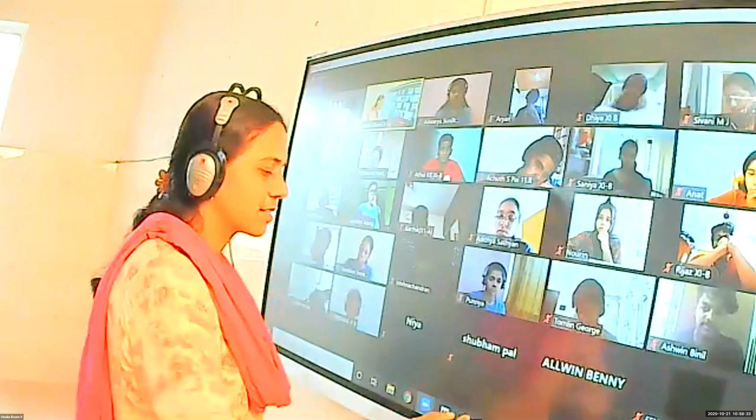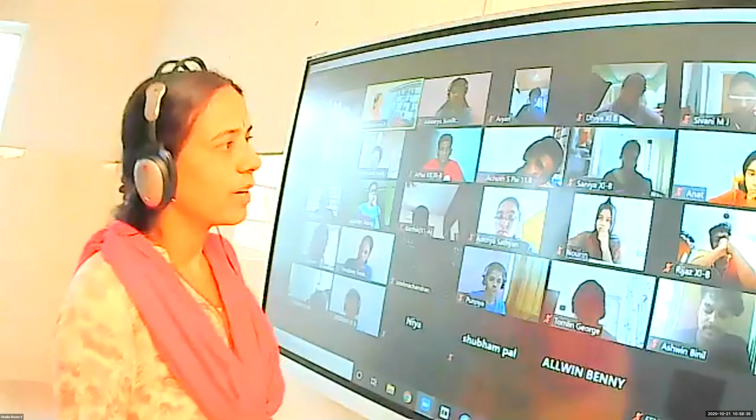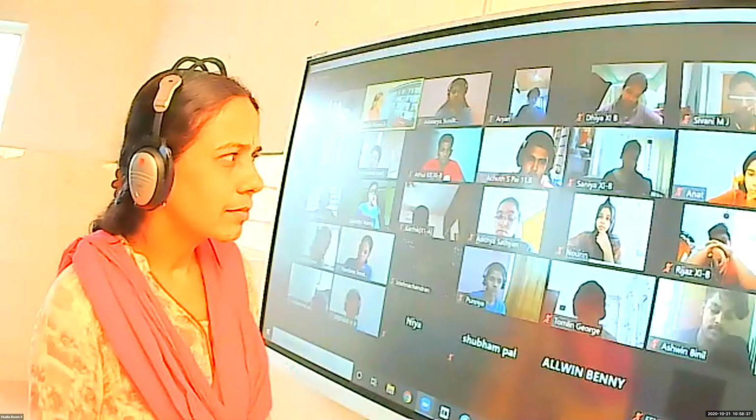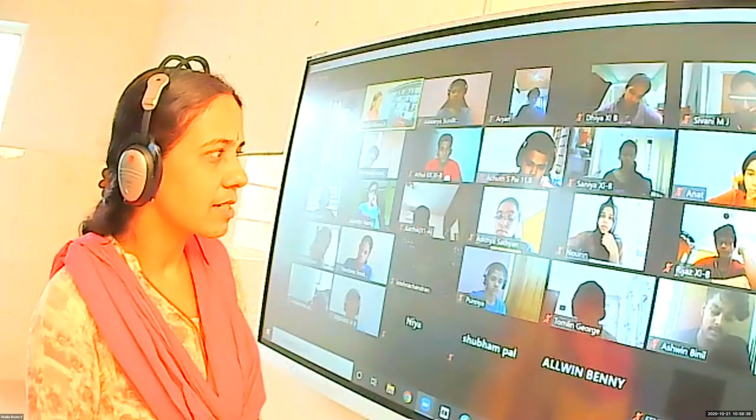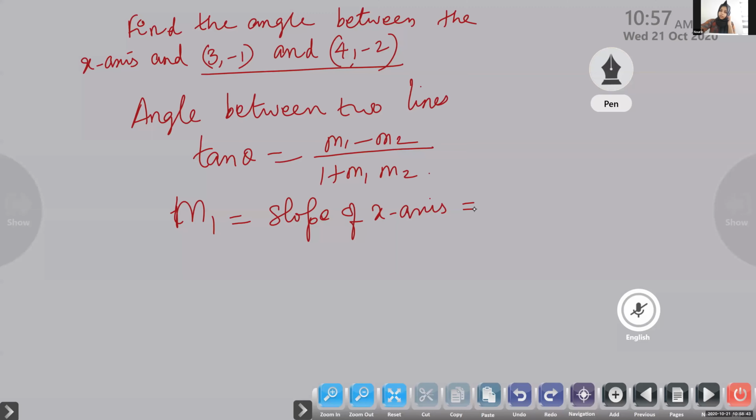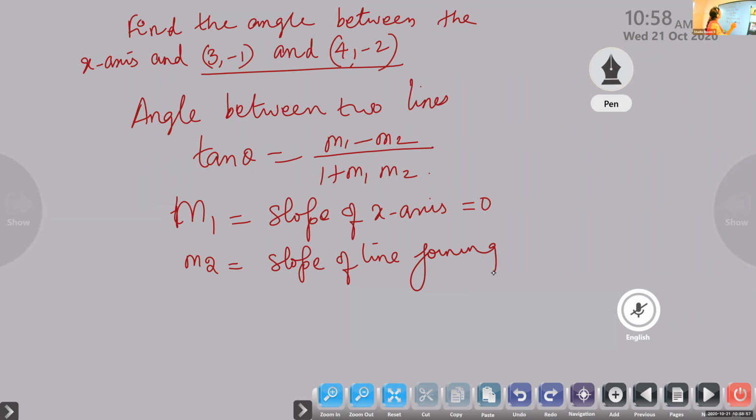So slope of x-axis is 0. And what about slope of y-axis? Naureen, slope of y-axis? Undefined. It's not defined. Okay. So here we can take m1 as 0. And m2 is equal to, let's find out the slope of the line joining the points 3 comma minus 1 and 4 comma minus 2.